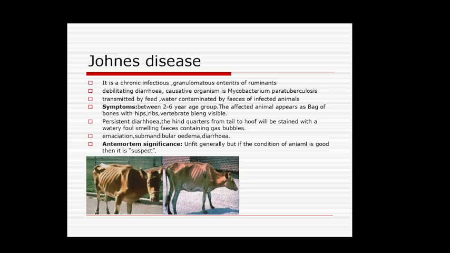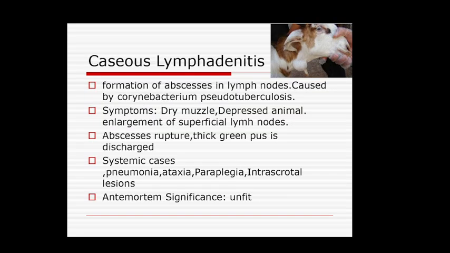Okay, so you can see the bag of bones appearance in the cattle in Johne's disease. And next we have caseous lymphadenitis, where there is formation of abscesses in lymph nodes. Here you can see the lymph nodes of the goat are swollen, and there are abscesses in it. There is an abscess in the goat.